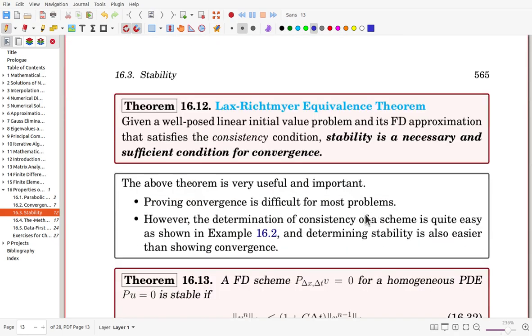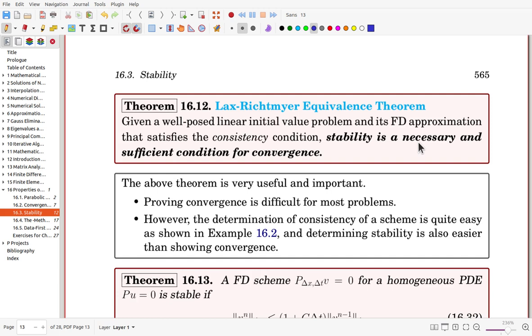Here we have a theorem. It's a well-known theorem, the Lax-Richtmyer equivalence theorem. Given a well-posed linear initial value problem and its finite difference approximation, which is consistent, stability is a necessary and sufficient condition for convergence.